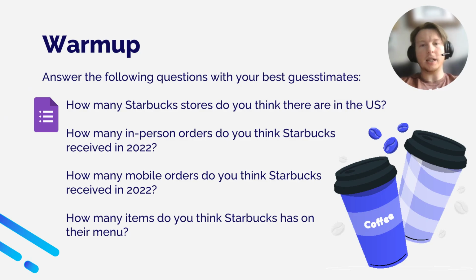Our warm-up today has students guesstimate some numbers, some statistics for different features of Starbucks. It's best if students don't Google on this slide, and it's best if they do write their answers down. We do have these questions on the worksheet, so they can just do that there. But then they can actually refer back to these later when we give them some numbers.